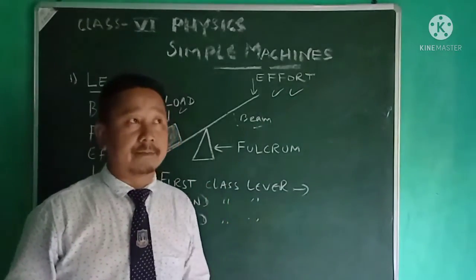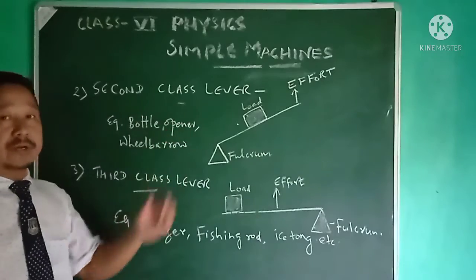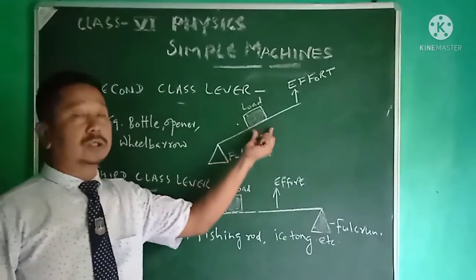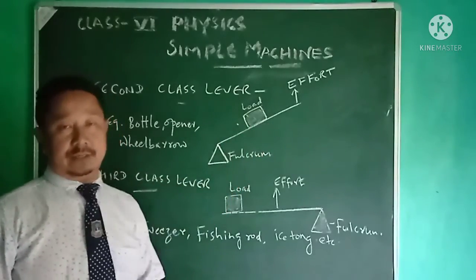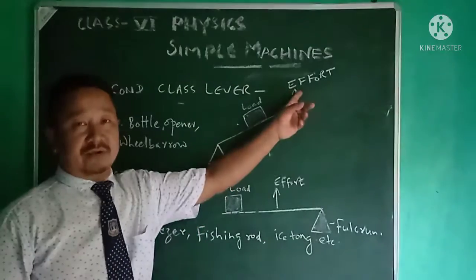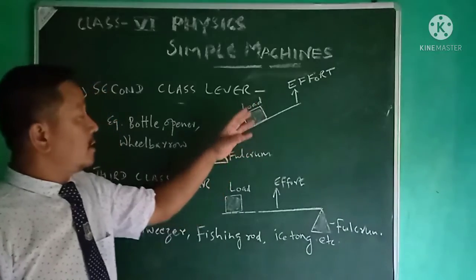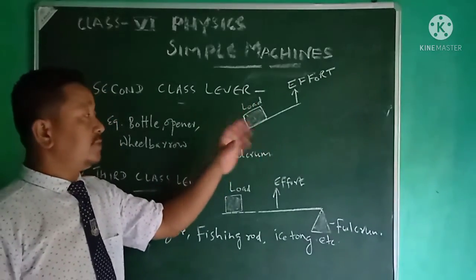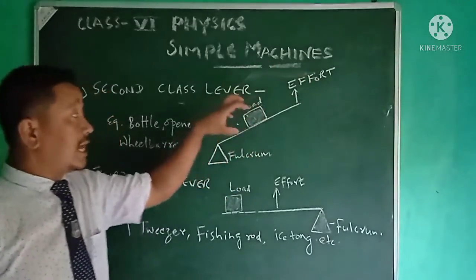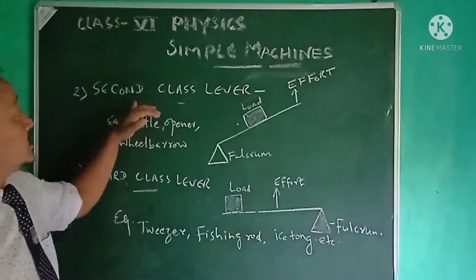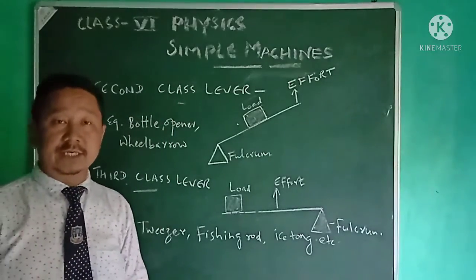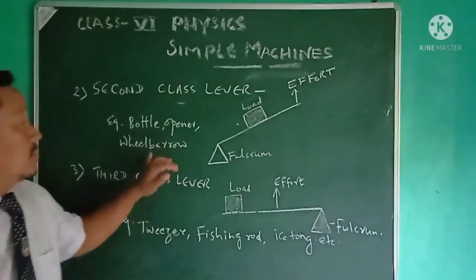Okay, now second class lever. In the second class lever, what you find is the load to be in the middle. The load is between the fulcrum and the effort. See here, the load is in the middle, which means it is between the fulcrum and the effort. So this kind of lever comes under second class lever. For example, you see a bottle opener, even a wheelbarrow.